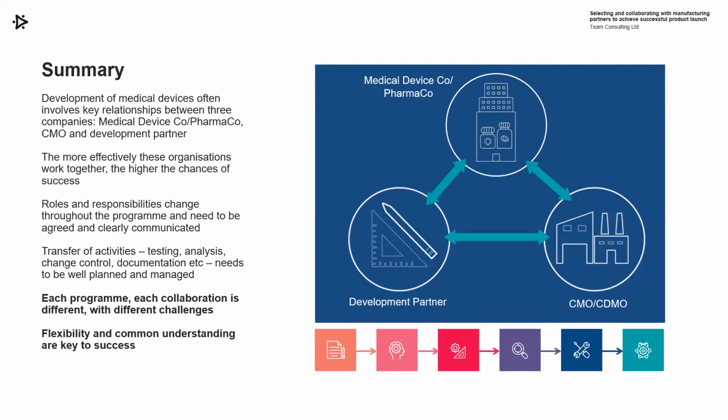Roles and responsibilities will change throughout the program. They will move across from development partner to CMO, or from development partner to Pharmaco, for example. So communicate and agree who is doing what when, and recognize that they will change, and that change needs to be managed. Similarly with transfer activities, testing, analysis, change control, etc., it all needs to be well planned and managed. And the final point, I'm afraid: each program is different, each collaboration is different, with different challenges. So the key thing is flexibility and common understanding. If you're all working together well, then that's giving you the best chance of success.